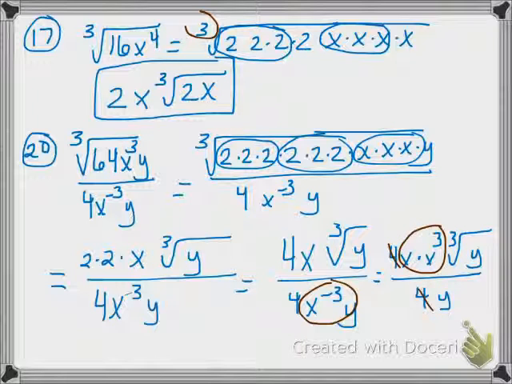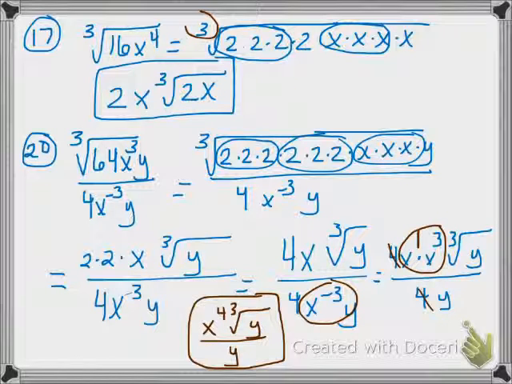That x and x to the third, remember here's a 1, you're multiplying so you add your exponents. So it becomes x to the fourth, the cube root of y, divided by y. And that right there would be the answer to that.